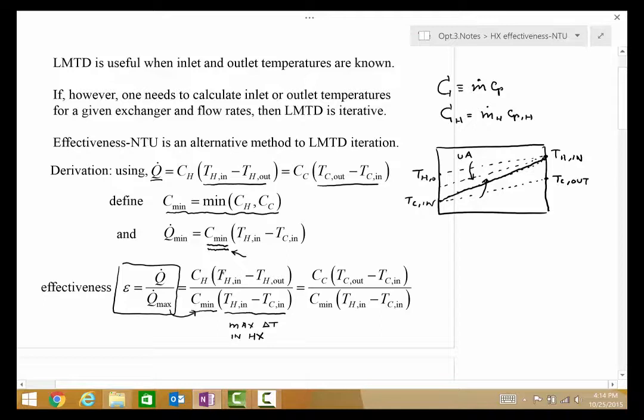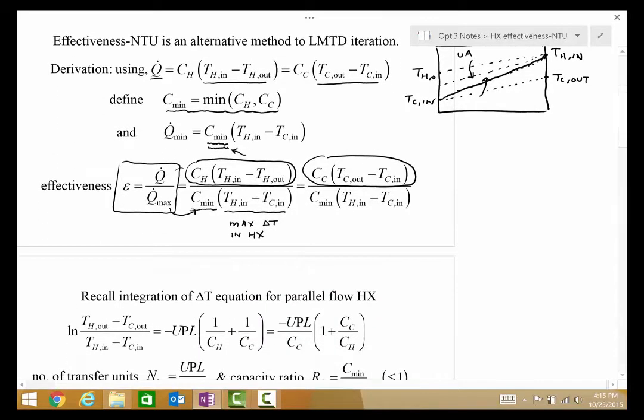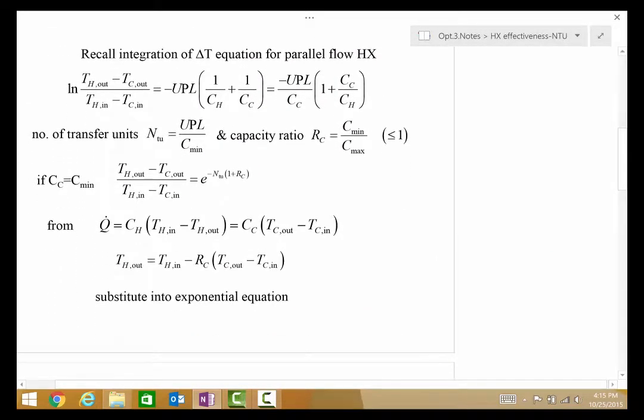Now, as far as the numerator is concerned, we can talk about the heat transfer rate either in terms of the hot stream and the temperature differences in the hot stream, or in terms of the cold stream and the temperature differences in the cold stream. For this particular problem, we're going to assume that the cold stream is going to be the one with the C min. So knowing the integration of delta T for a parallel flow heat exchanger, we're going to think about a parallel flow heat exchanger at this point.